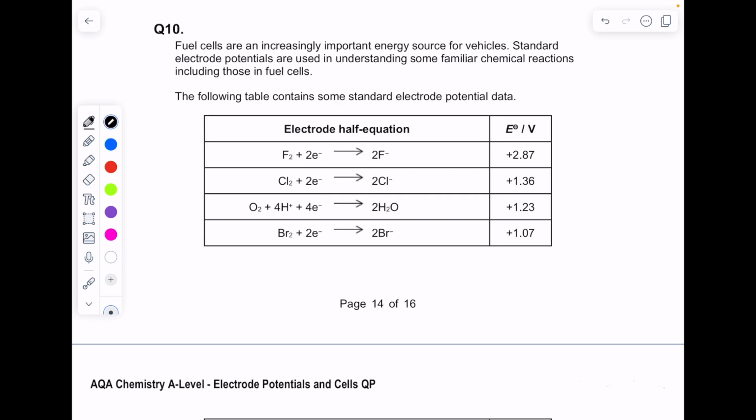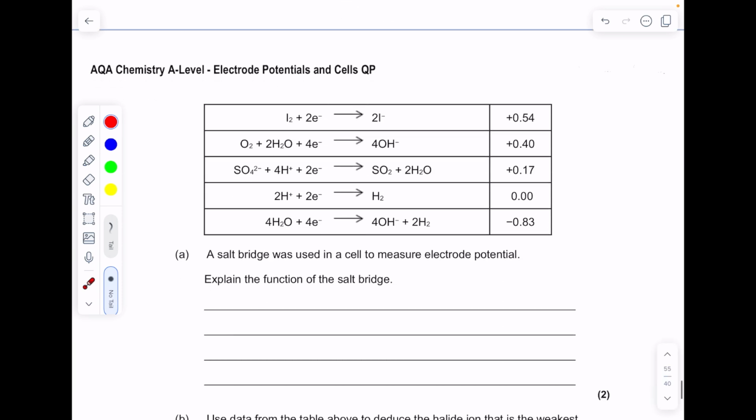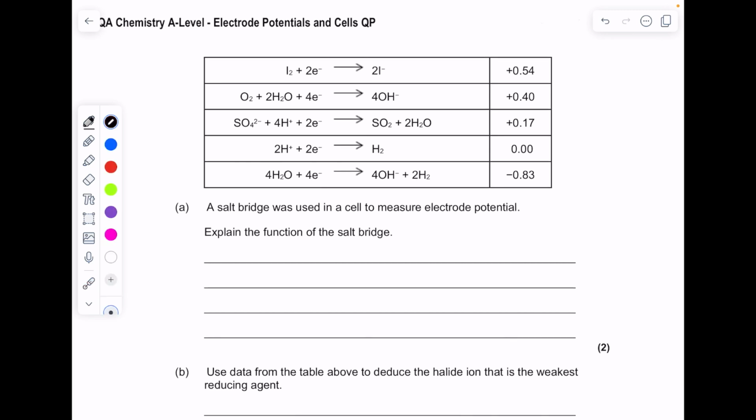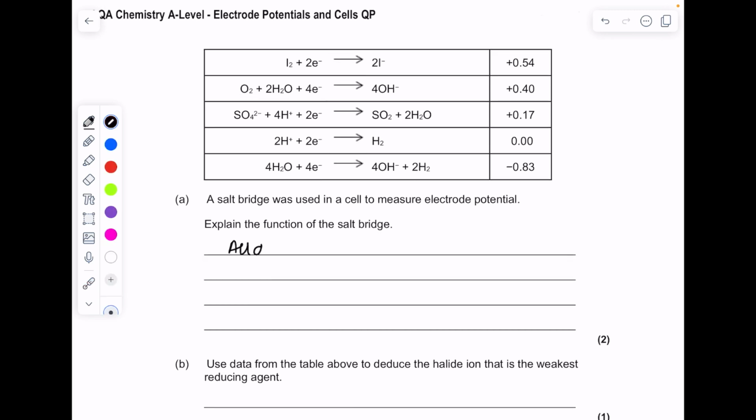Fuel cells are an increasingly important energy source for vehicles. Standard electrode potentials are used in understanding some familiar chemical reactions, including those in fuel cells. A salt bridge was used in a cell to measure electrode potential. Explain the function of the salt bridge. Allows ions to move. Completes the circuit.